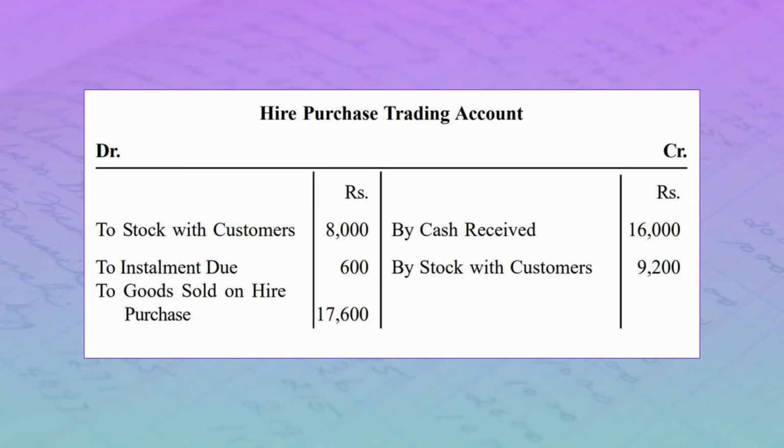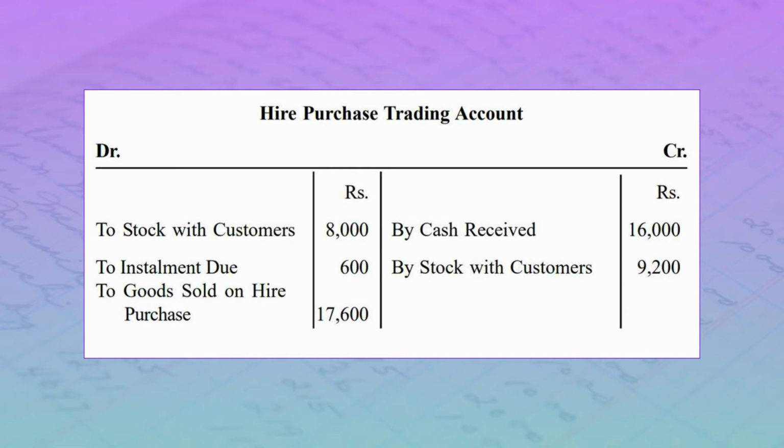So by stock with customer. We have been provided stock with customer in the question, that is 6,900. Here it is provided, but in the question we have to calculate the figure with the loading amount. So the loading amount would be 6,900 multiplied by 1/3, that is 2,300. So 6,900 plus 2,300 comes to 9,200.